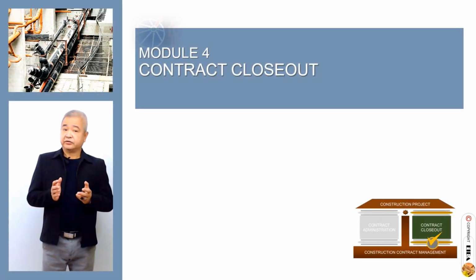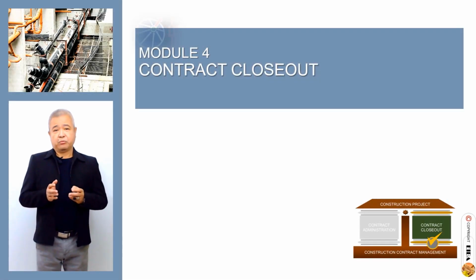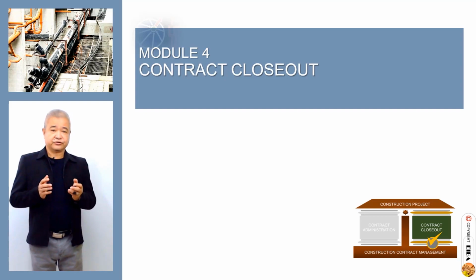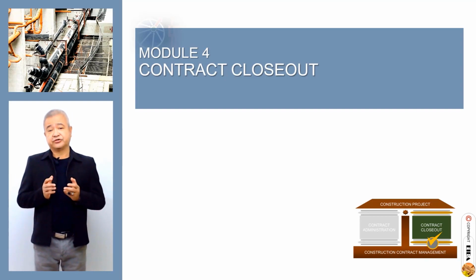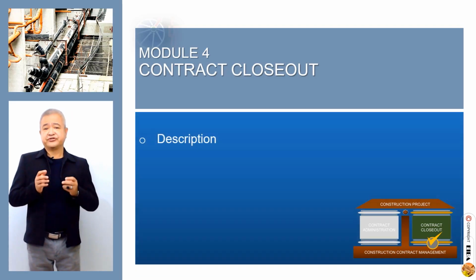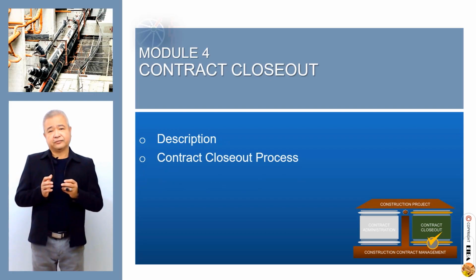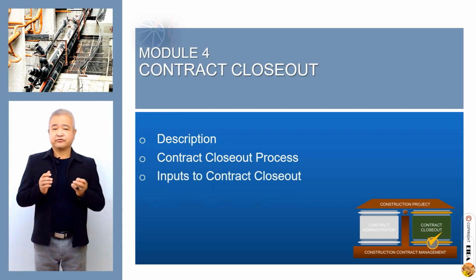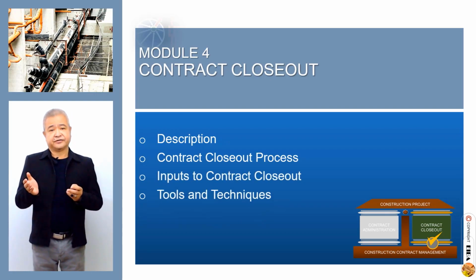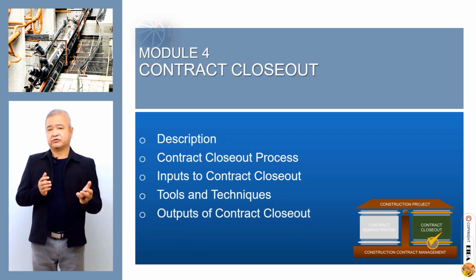We are nearer to the end of our course. Module 4, Contract Closeout, the second pillar of construction contract management, with the following topics. First topic, description of contract closeout. Contract closeout process. Inputs to contract closeout. Tools and techniques. Outputs of contract closeout.